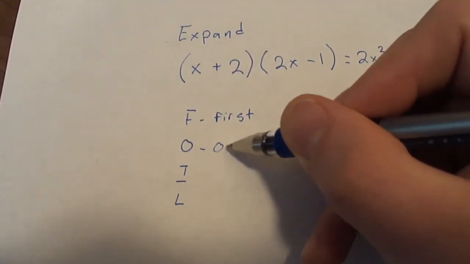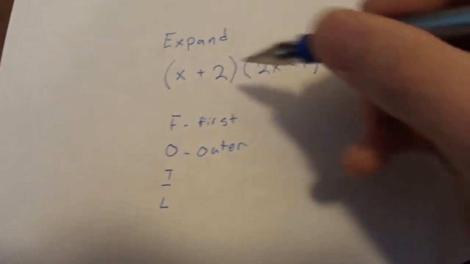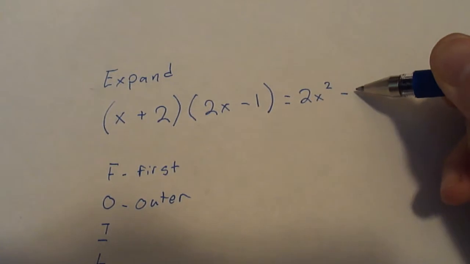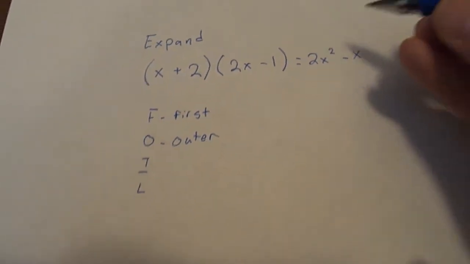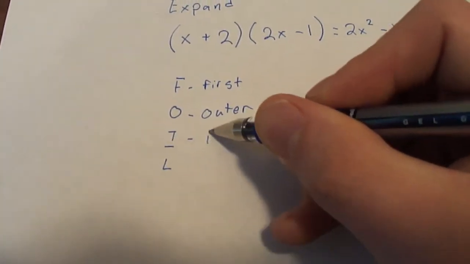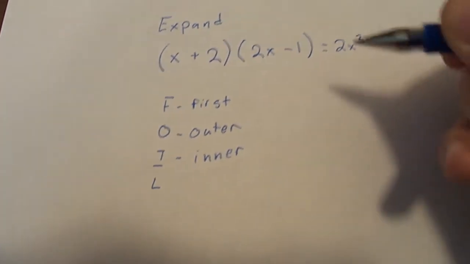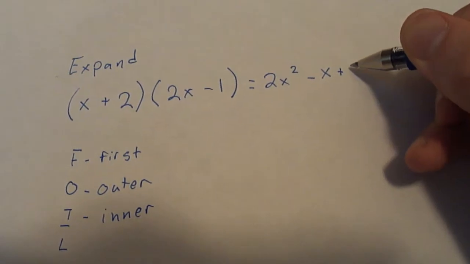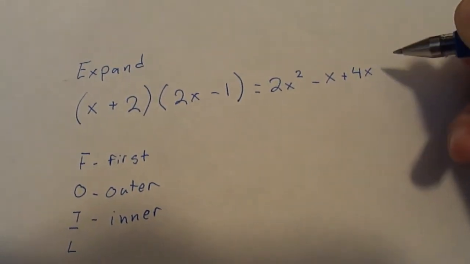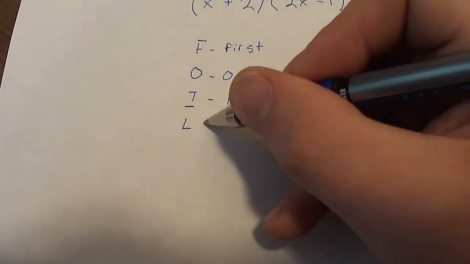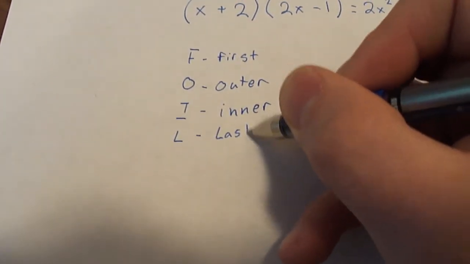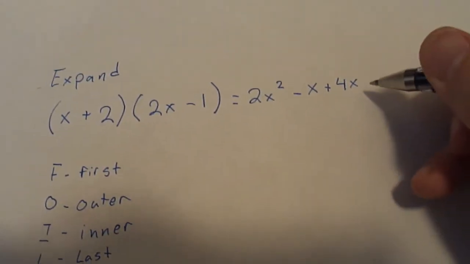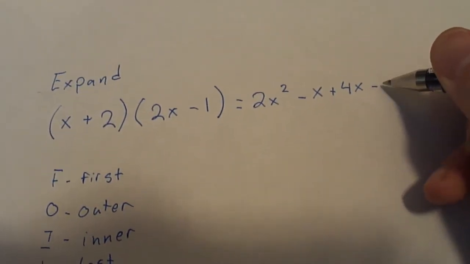Then we would do the outer, which would be x and negative 1, which gives a negative 1x, or just negative x, minus x. The inner would be 2 times a 2x, both positive, so I have a positive 2 times 2 is 4x. And then of course L for last. And I take my positive 2 times a negative 1 gives me a negative 2, or minus 2.